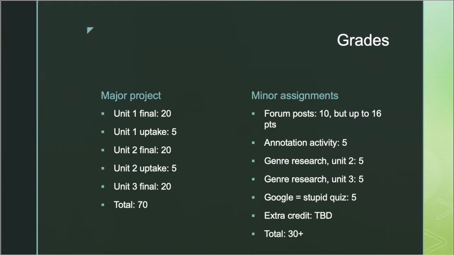For the posts we're doing for this unit, those are also worth 5 points. Later on this unit, there's going to be a quiz on the article, Is Google Making Us Stupid?, which will be worth 5 points. And there's probably going to be a couple extra credit assignments in there as well, just to give people a little bit of leeway.